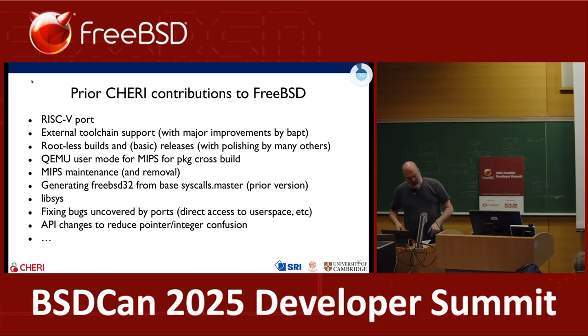So just a quick slide of what we're looking at contributing. Robert told me I had to remind you of many of the things we've upstreamed to the project already. So we did the RISC-V port. We added external toolchain support. The first cut of rootless builds and release, and the start of releases. So much thanks to everyone who's polished all these things and made them usable within the project.